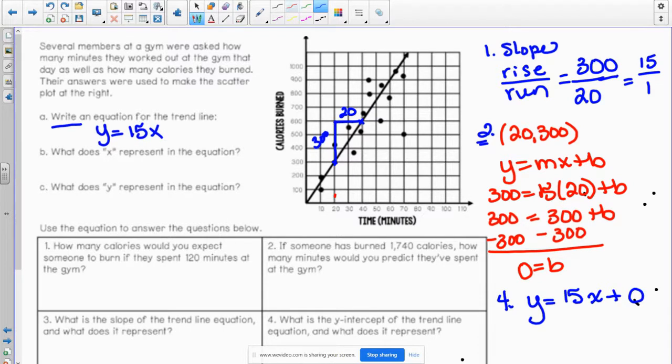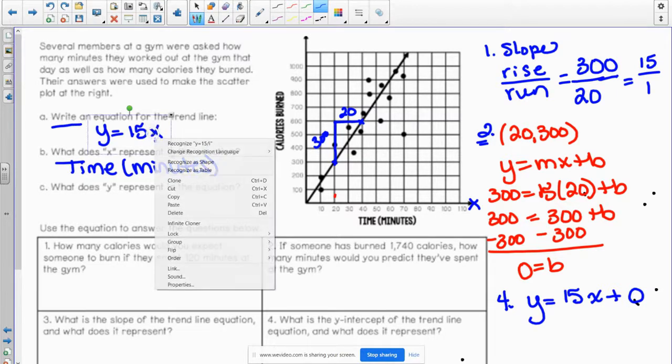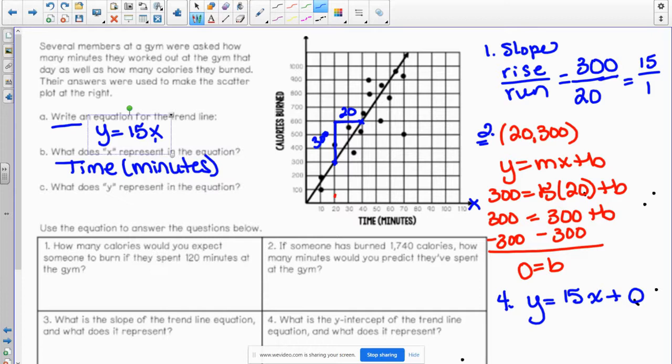So what does x represent in this equation? That x right there, I'm going to look at my x-axis, which is my horizontal, which is time in minutes. So remembering x is where I'm going to put in the values for time, and y, looking at my y-axis, is calories burned. So if I'm looking for calories burned, I'm looking for the y, or if I know calories burned, I'm going to plug that in for the y.